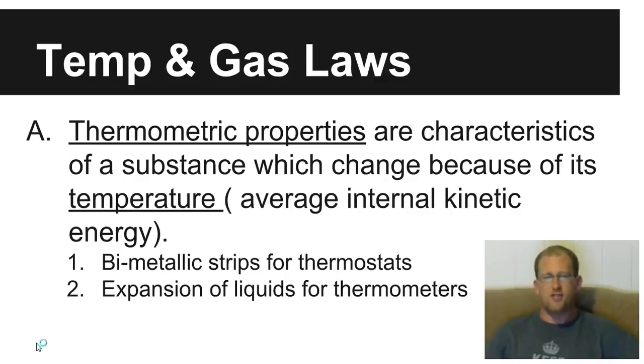And then the expansion of liquids in a thermometer. That's how thermometers work. It's a little evacuated glass tube with a small amount of red alcohol or a small amount of mercury in it. And that liquid is free to expand or contract based on its relationship to the temperature. And that's how we read the thermometer. So, thermometric properties, things that change when they get hotter or colder.